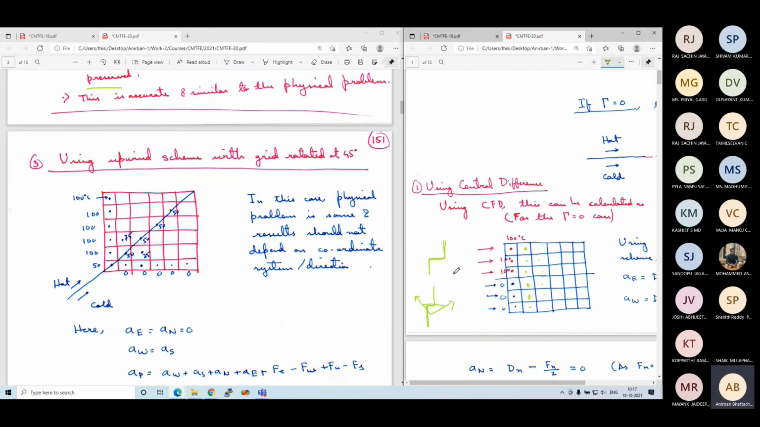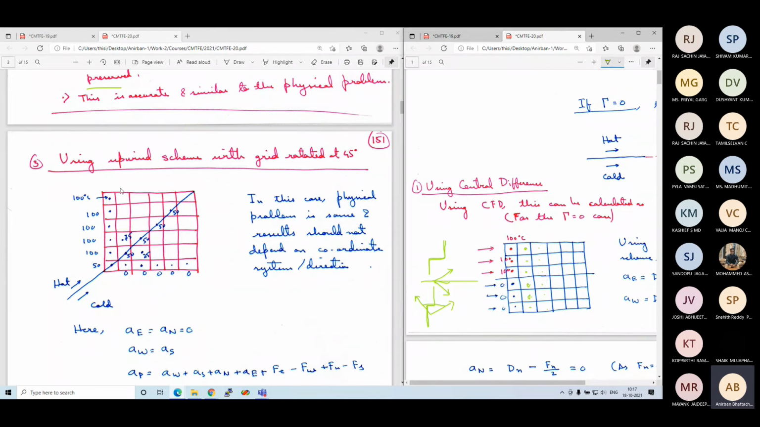Actually, I have rotated the coordinate axis in the wrong direction. It should have been like this. This is the coordinate axis, and this is the line. This is the case. We have rotated the coordinate axis downward by 45 degrees, so the line is now at a 45-degree angle.